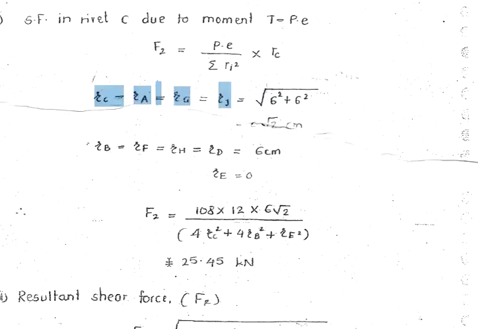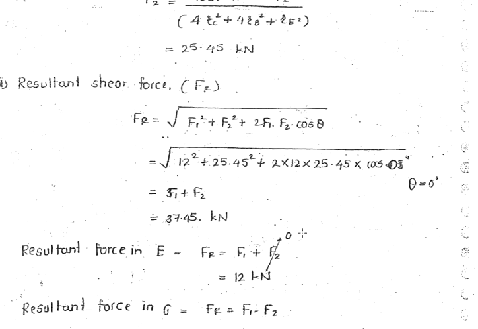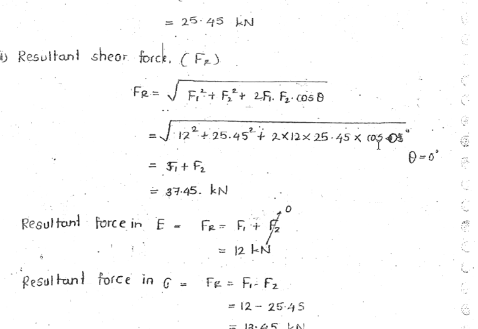And if we are going to find out for B, F, H and D, here root 2 won't be there, only 6 will be there. So the resultant force Fr for these will be under root F1 square plus F2 square plus 2 F1 F2 cos theta. Now it is important to see which will have the minimum value of theta, so that cos theta becomes maximum and Fr becomes maximum.